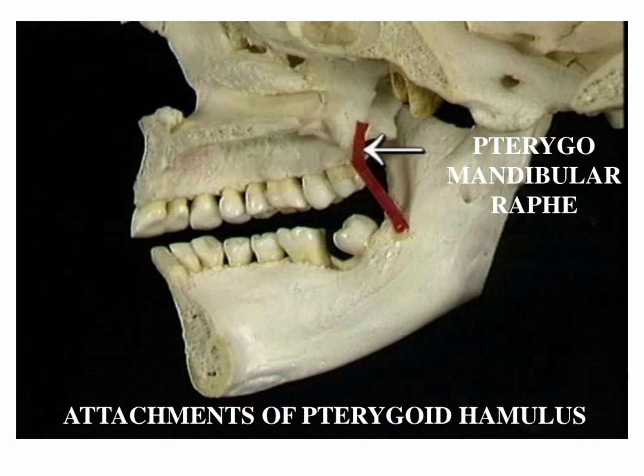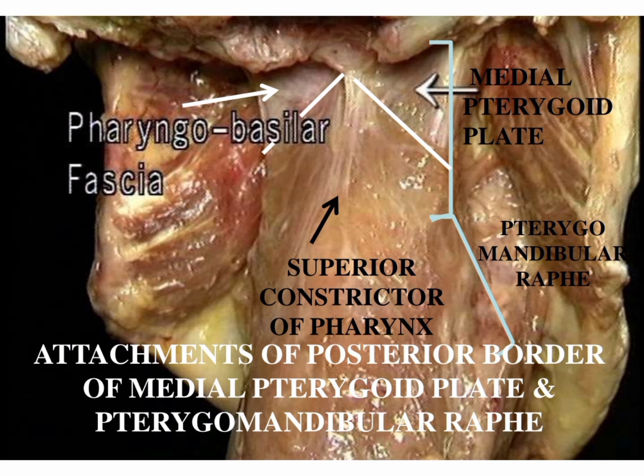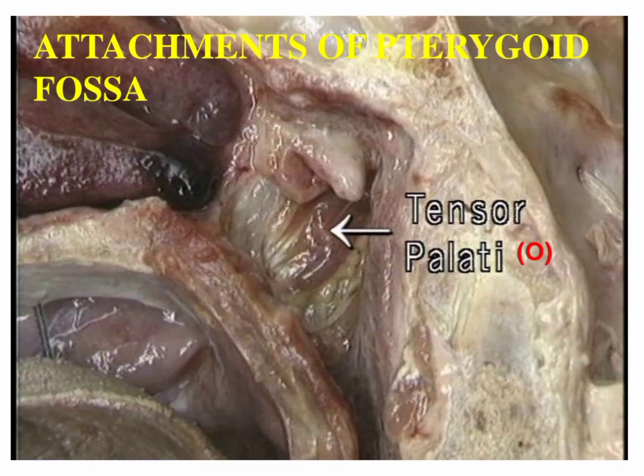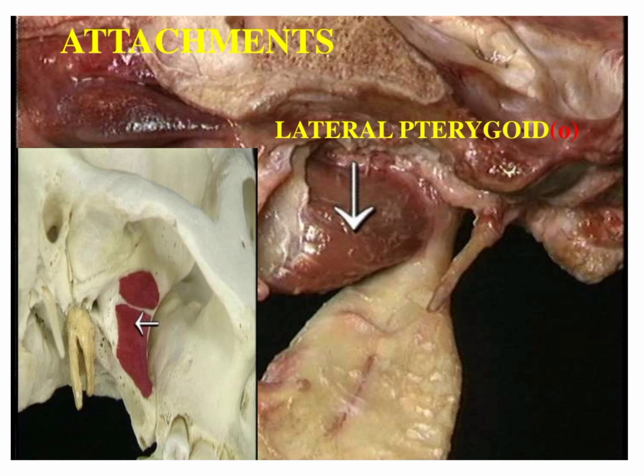Posterior border of medial pterygoid plate presents a hook-like projection called pterygoid hamulus, to which pterygomandibular raphe is attached. Posterior border of the medial pterygoid plate and the pterygomandibular raphe give attachment to the pharyngobasilar fascia and the superior constrictor of pharynx. Pterygoid fossa gives attachment to the medial pterygoid muscle. Pterygoid fossa also gives origin to tensor veli palatini. Lateral surface of the lateral pterygoid plate gives origin to the lateral pterygoid muscle.